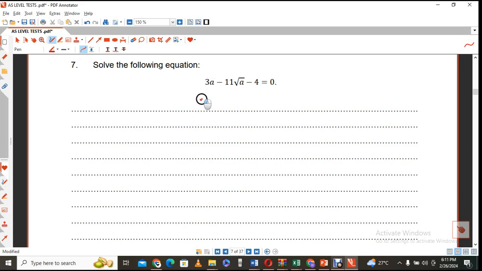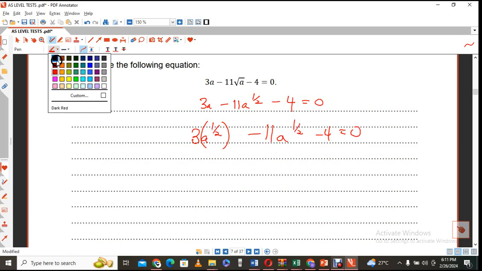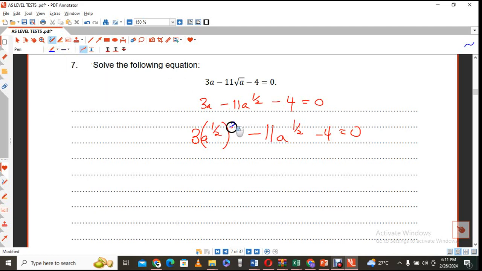What I mean by that is I have got a 3a here minus 11a raised to the power of a half. That's another way of writing the square root of a minus 4. So this power of a half is what is going to guide me. So effectively what I'm going to say is 3a should be raised to the power of a half, minus 11a raised to the power of a half minus 4. So when I said this guides me, this should exactly look the same as that. So the only thing that I'm going to do now, I'm going to put a square here.